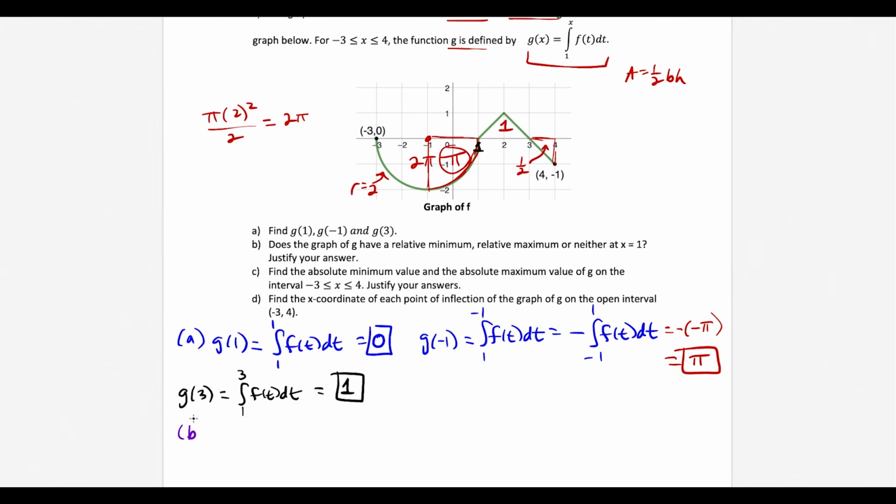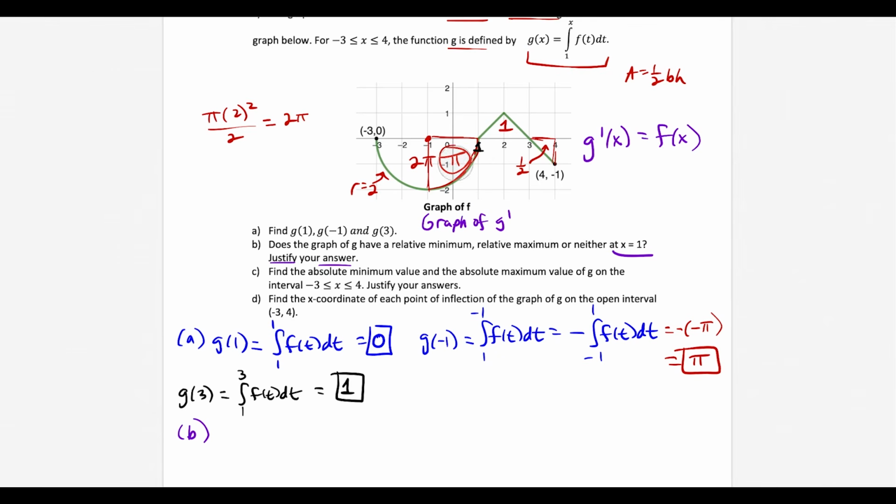Now for part B, we want to answer the question: does g have a relative minimum, maximum, or neither at x equals 1? We need to justify our answer. For this one, we could use the first derivative test. What I would do here is find g prime of x. By using the fundamental theorem of calculus, we're taking the derivative of an area function where the lower limit is a number and the upper limit is just x. So we could simply say this is equal to f of x. For questions like this, notice g prime equals f, so I could also name this graph. This is also a graph of g prime.